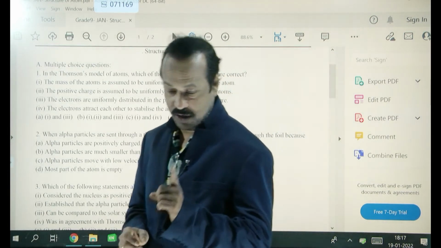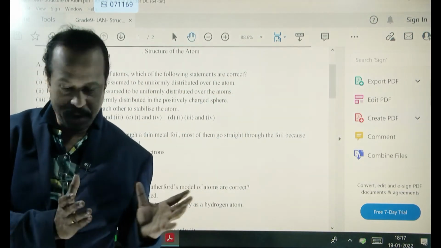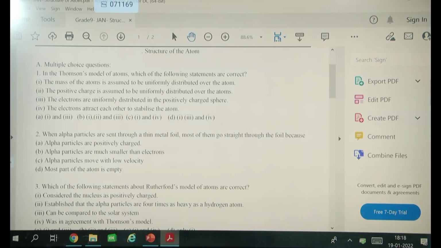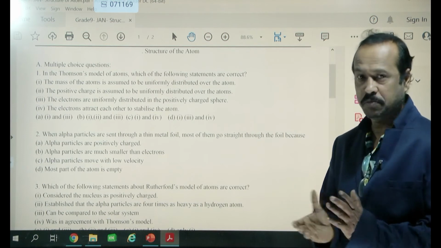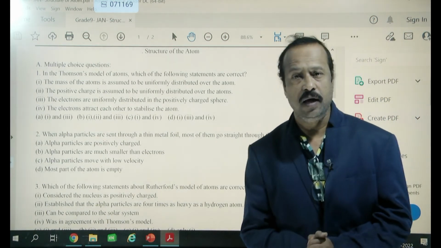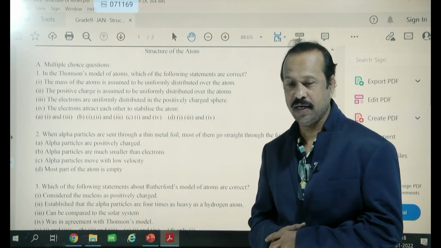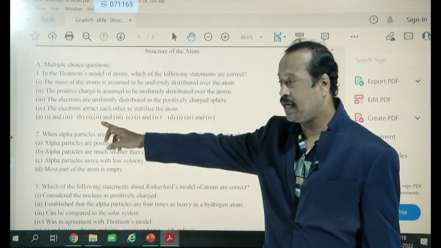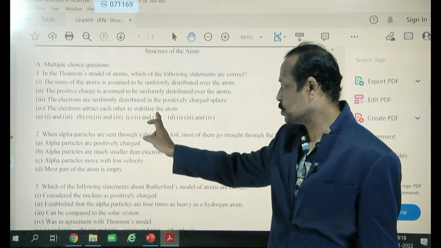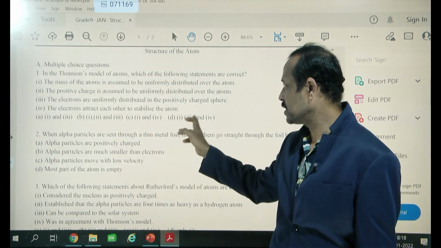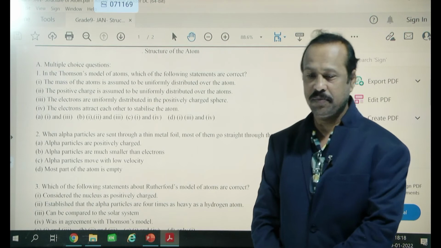About the Thomson's model, the plum pudding, like the watermelon model I told you. Did you remember? Now which answer might be correct? Option A is 1 and 3, option B is 1, 2 and 3, option C is 1 and 4, option D is 1, 3 and 4. So which might be the correct one?